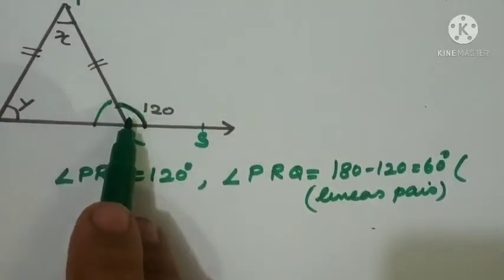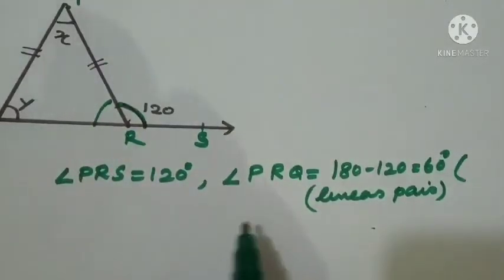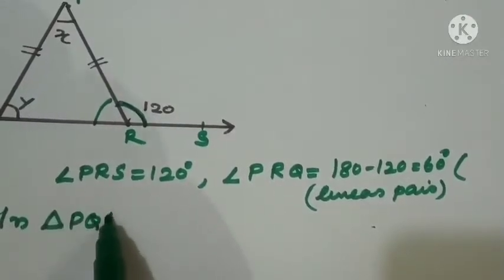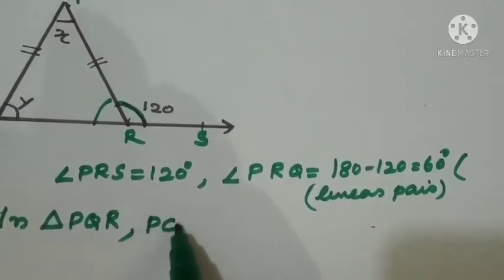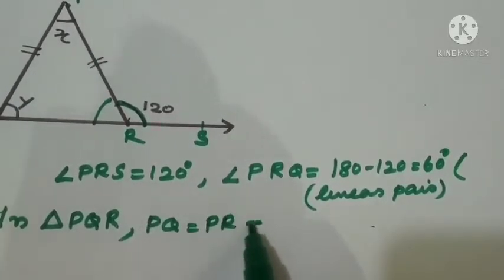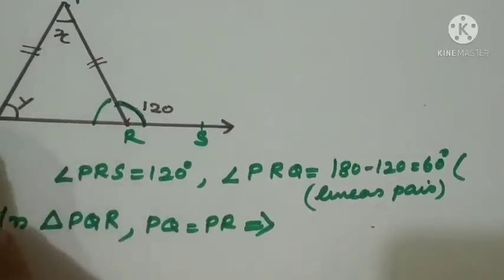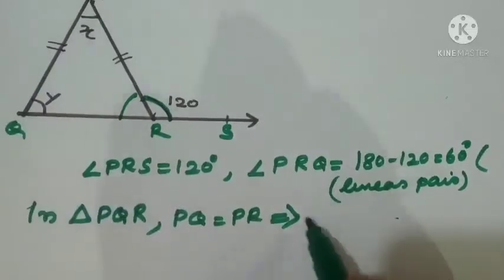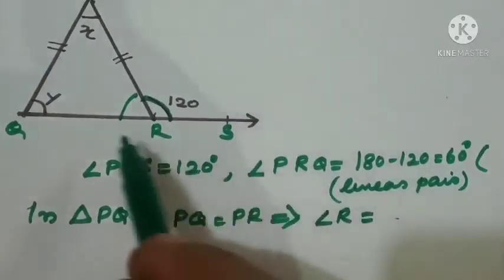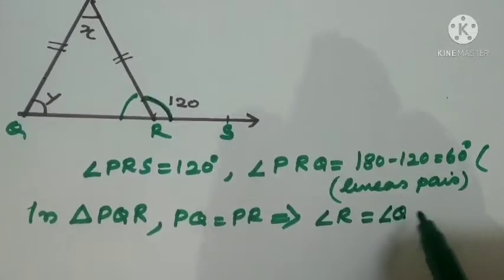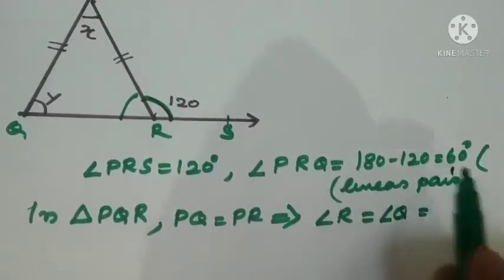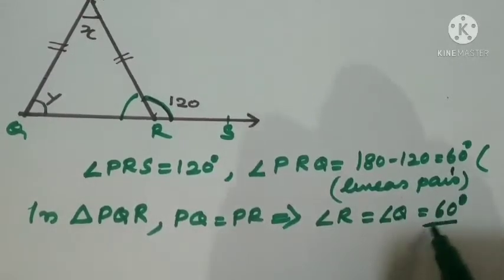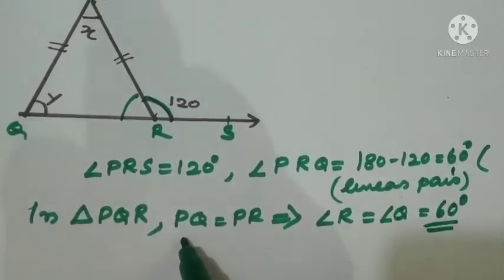Now we got angle PRQ equal to 60 degree. Now you tell me, in triangle PQR, which are the equal sides? PQ equal to PR implies, PQ means which is the opposite angle? Angle R. And PR means which is the opposite angle? Angle Q. Angle R we already got as 60 degree, so angle R equal to angle Q is equal to 60 degree only. So what is the reason I should write here?